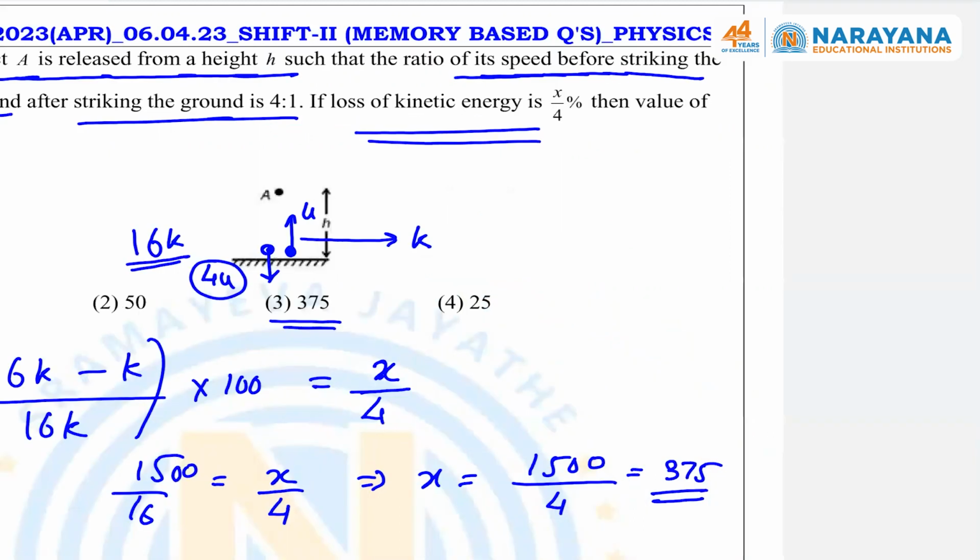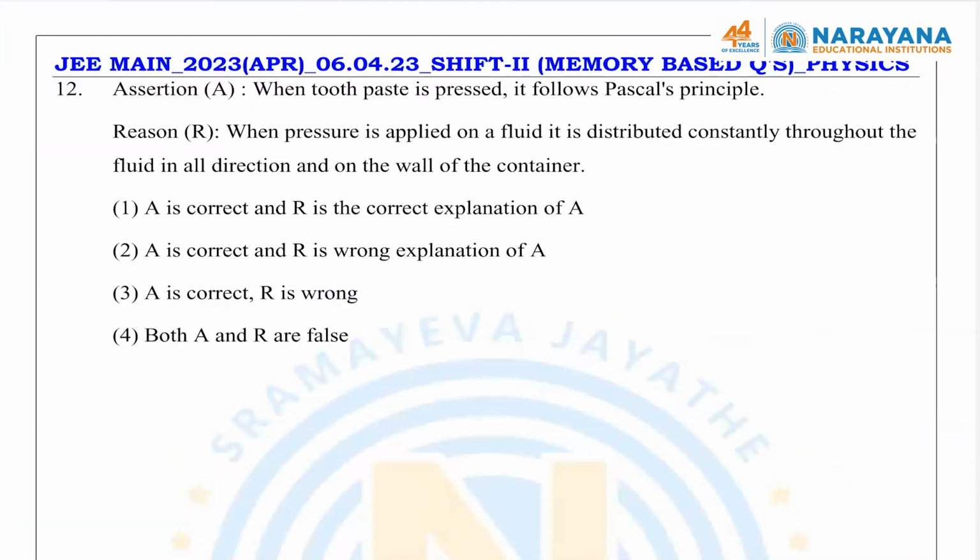All right, let's go on to the next question. This is an assertion reason. Since this is a memory-based question, I believe this statement is not properly written. So when a toothpaste is pressed, it follows Pascal's principle. When a toothpaste is pressed, we see the paste coming out, because when we increase the pressure at some place, that pressure increment is transmitted everywhere, and therefore the paste comes out of the mouth.